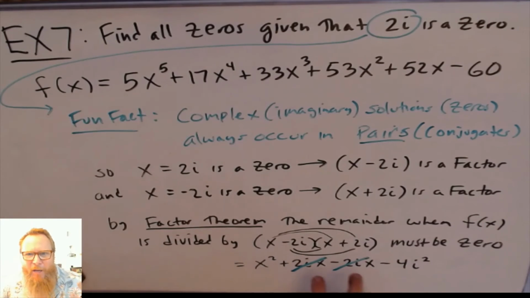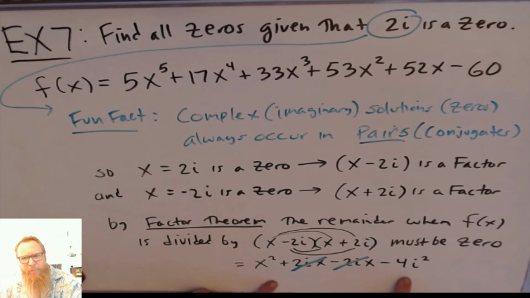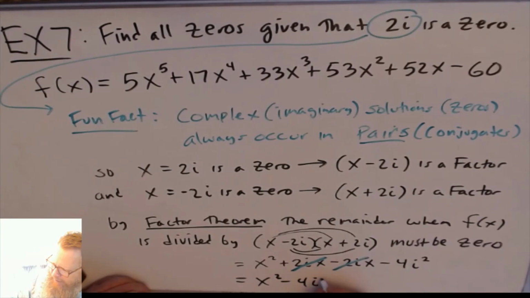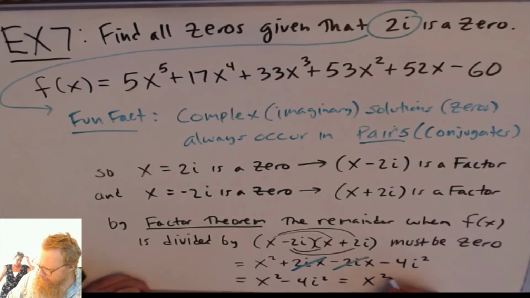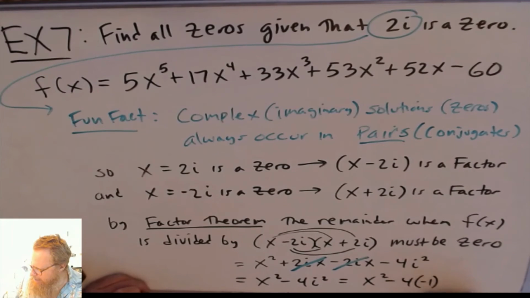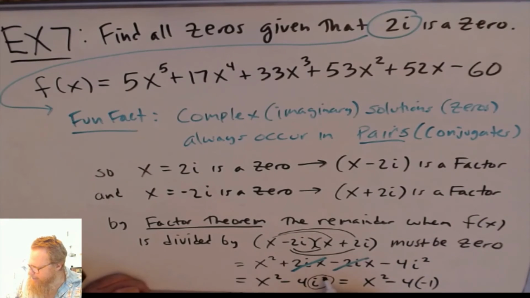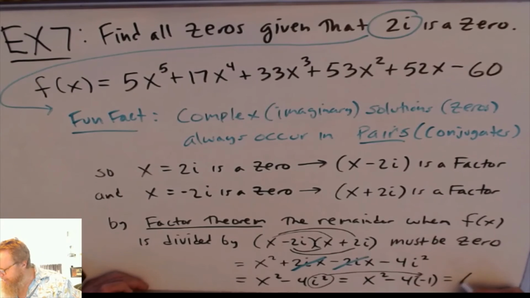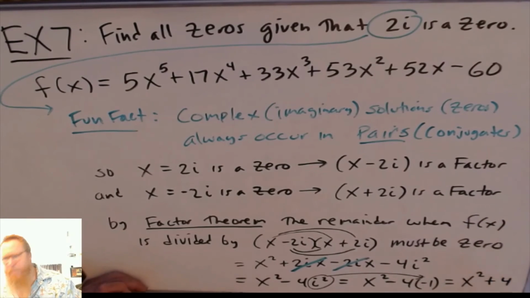If you're really good at this, you can just skip that step because you know that those are going to cancel, and you can just jump right to this step. So you have x squared minus 4i squared. And remember what i squared is. i squared is negative 1. Reviewing chapter 3, I think it's 3.1, where we learned about the imaginary numbers. And so this becomes x squared plus 4.